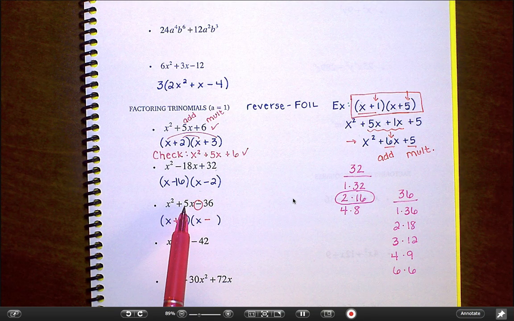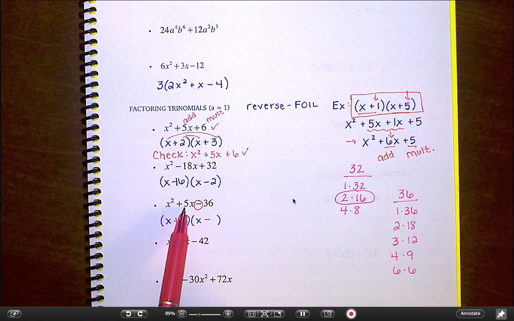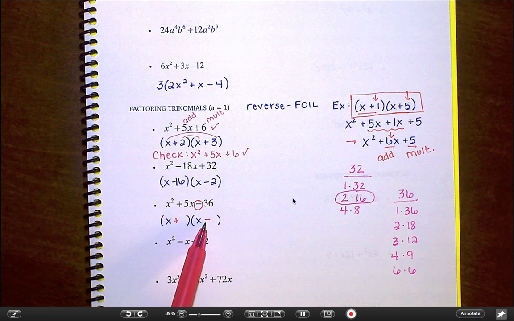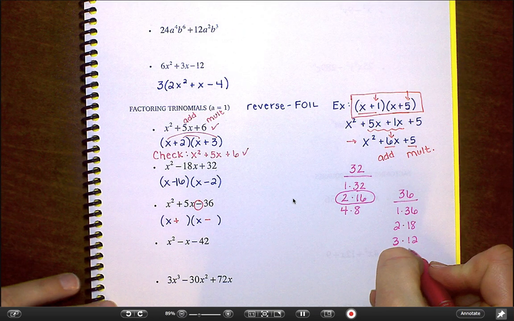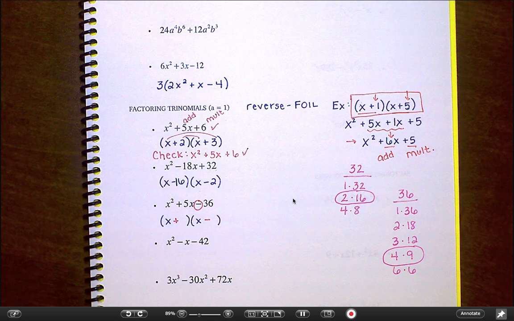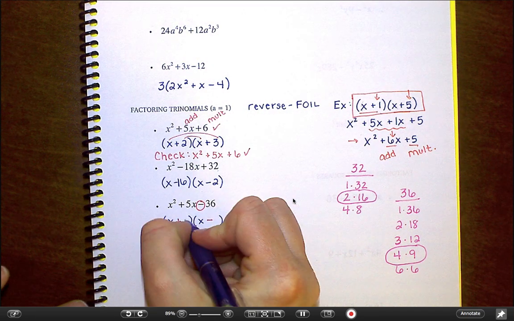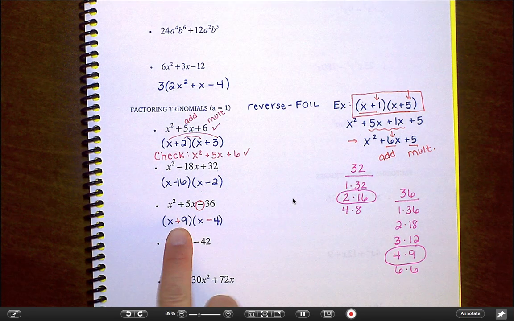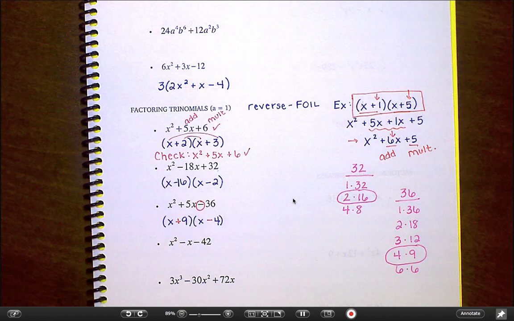I have to somehow come up with a way to make them add to 5, keeping in mind that I'm going to use one positive number and one negative number. So knowing that, 4 and 9 are what I want to go with. Because 4 and 9, if I make the 9 positive and the 4 negative, positive 9 plus negative 4 leaves me with positive 5.